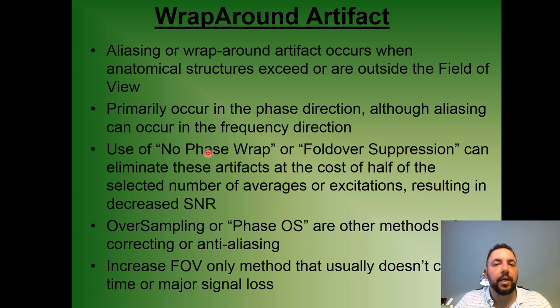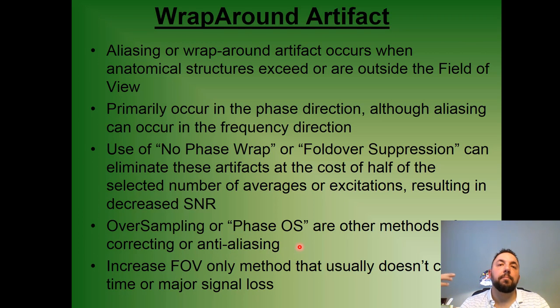This is GE terminology, this is Philips terminology. Can eliminate these artifacts at the cost of half the selected number of averages or excitations, resulting in decreased SNR. Oversampling or phase oversampling are other methods of correcting or anti-aliasing.